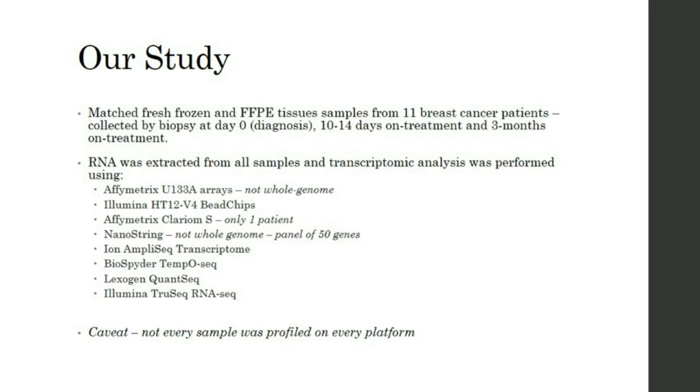So a few caveats here. The Affymetrix U133A arrays are not whole genomes, so they're not included in all the analyses. The Affymetrix Clariom S array, we only included 1 patient on that, so again, that's not included in all the analyses. And of course, the NanoString is not a whole genome technology, and so we only profiled a panel of 50 genes. So I'll come back to them at the end.